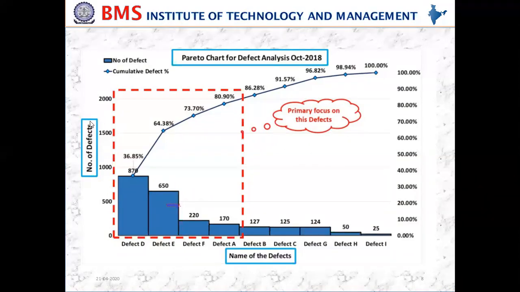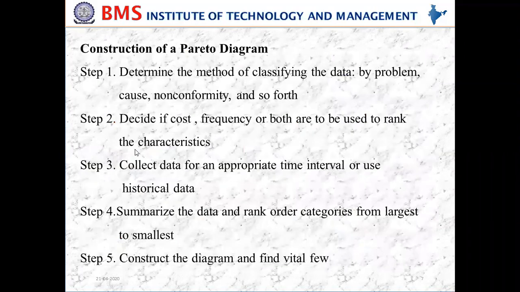See here, I have taken the number of defects, which means frequency data. As I told you, the data can be taken in the second step, decide if cost or frequency or both. So I have taken the frequency in this case.